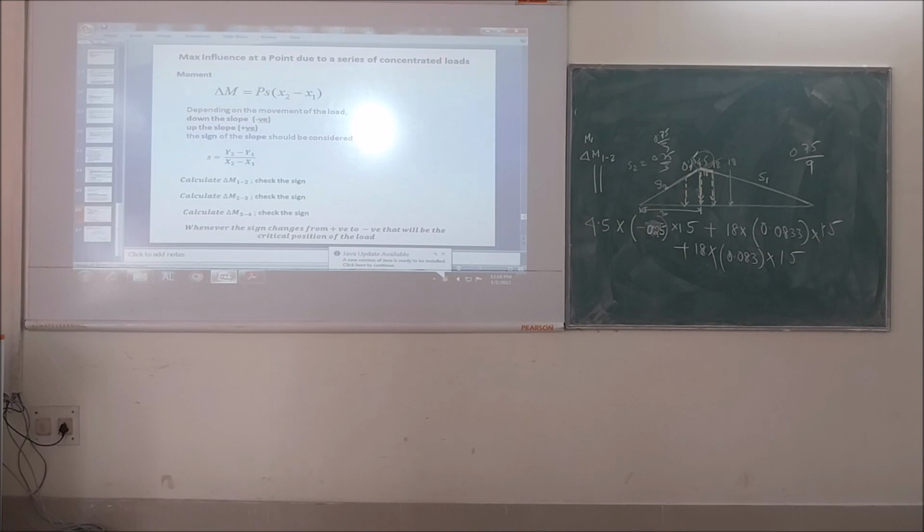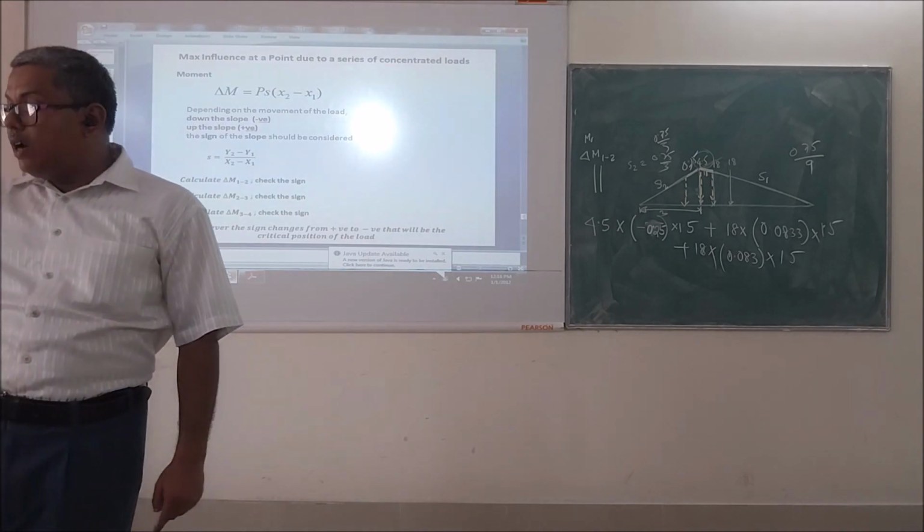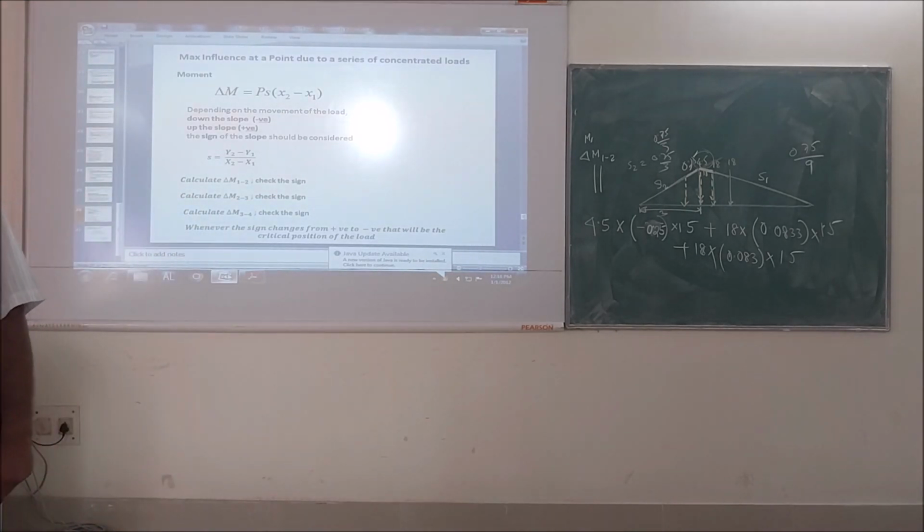Did you get it? So you correct it, then your value will be a little bit lesser. The process is correct, but the influence line value that you have got is not correct. You have multiplied it with 10. It should be for a unit load, a dimensionless quantity.